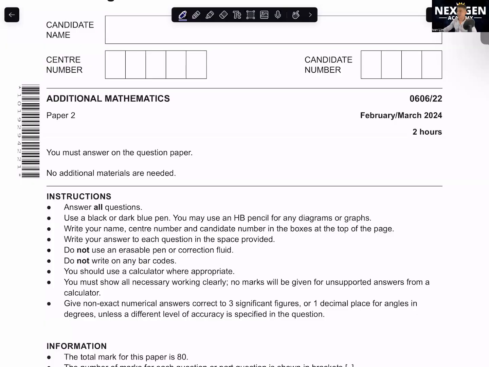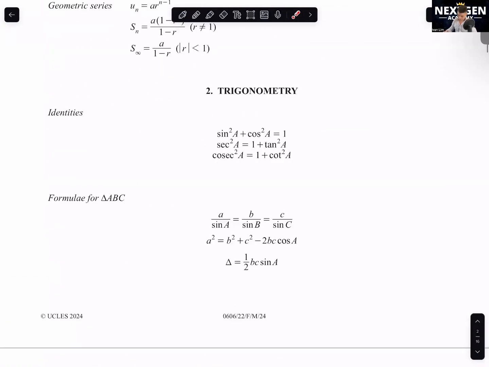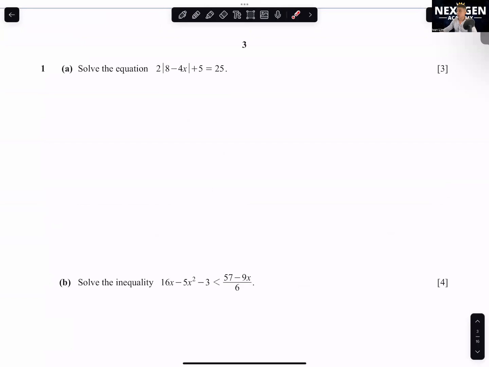All right. Okay, welcome back, my NextGen family. We are going to go through this paper, February, March 2024, paper 2-2. Okay, let's go through the first question here. Question number 1. Solve the equation 2 modulus 8 minus 4x equals 25.